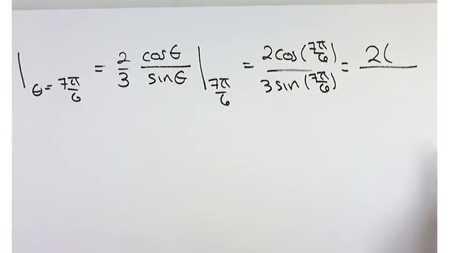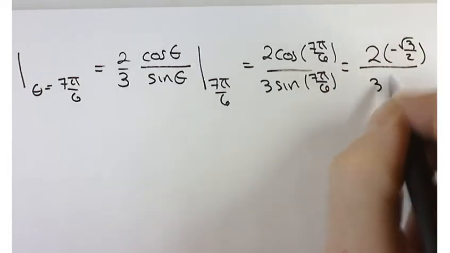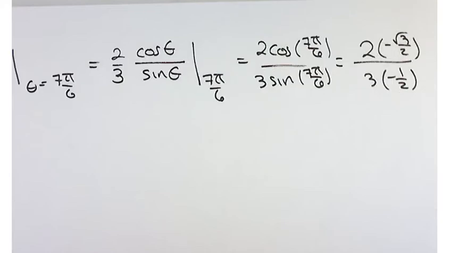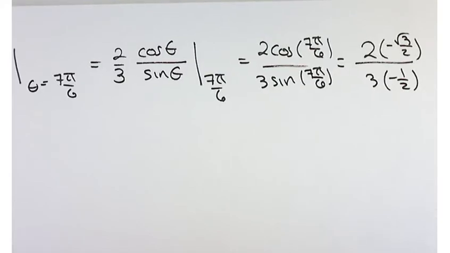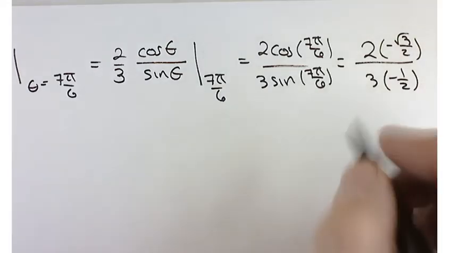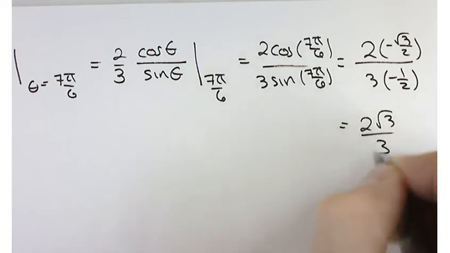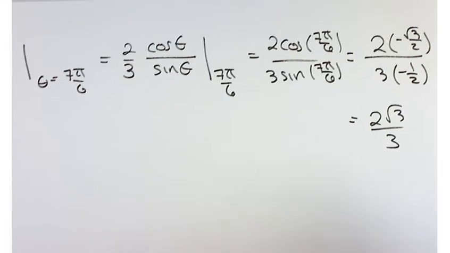So it's going to be 2 times negative root 3 over 2, over 3 times negative 1/2. And the 1/2 will cancel. And I think that's going to be about it. The 1/2 and the negatives will both cancel. So it'll leave me with 2 square root of 3 over 3. That's my slope. That's the slope of the tangent line.